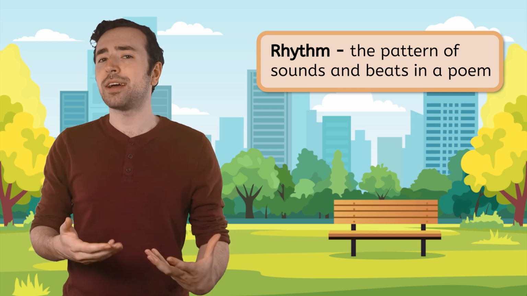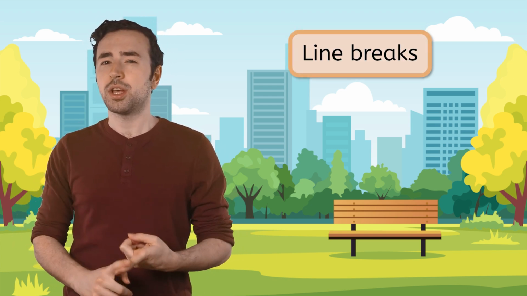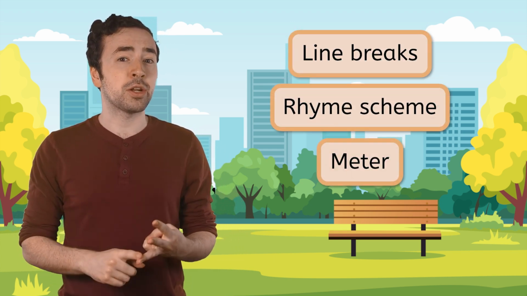Rhythm is the pattern of sounds and beats in a poem. Today, we'll look at 3 ways poets use structure to create rhythm: line breaks, rhyme scheme, and meter.